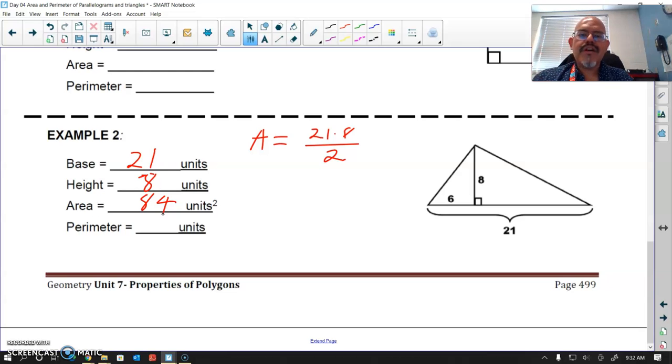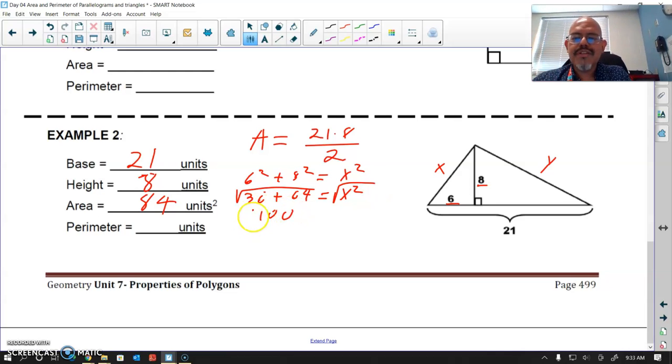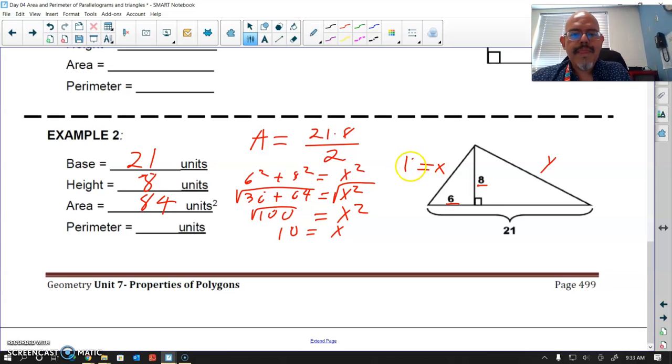Okay, now we can do our perimeter. The thing is, we don't have this part right here, and we don't have this part right here. So we're going to have to use the Pythagorean theorem, not once, but twice. Right here, we have 6 units, so we use the 6 and the 8. 6 squared plus 8 squared is equal to X squared. So it's 36 plus 64, which is 100. The square root of 100 is 10, so X is 10.